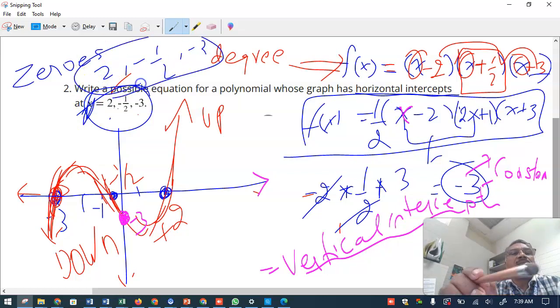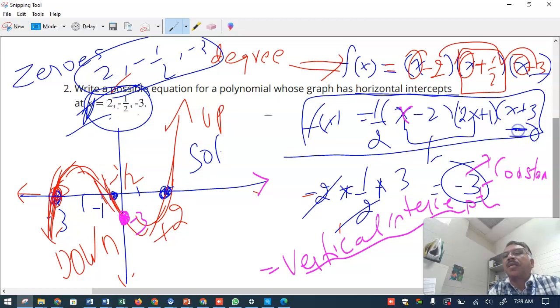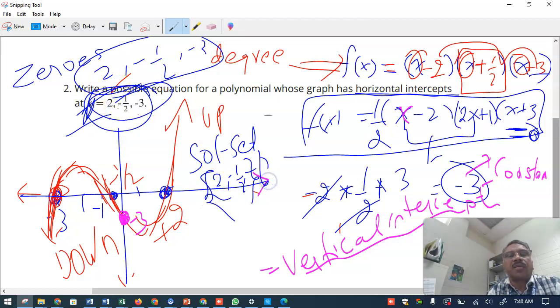These are the zeros. Sometimes you want to know the solution of the equation. Suppose I want to put the polynomial equal to 0. So when is this whole polynomial 0? Then we say solution set, and that is the same values, 2, minus half, and minus, but put in braces. That's called a solution.